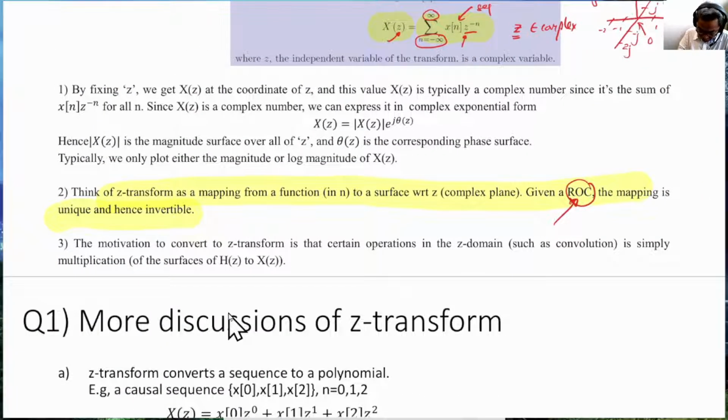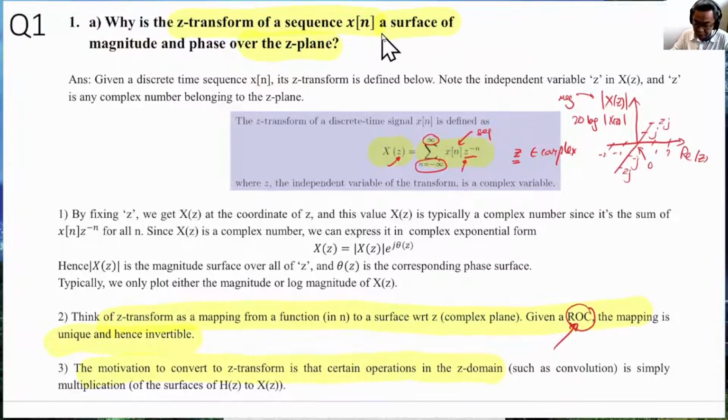Why do we do all this? It is that certain operations in the z domain are much easier to perform, such as convolution, and hence when we convert a sequence into a surface, the surface of x of z allows us to perform some operations which are easier. So this is the motivation of x of n to x of z, as well as why x of z is a surface.